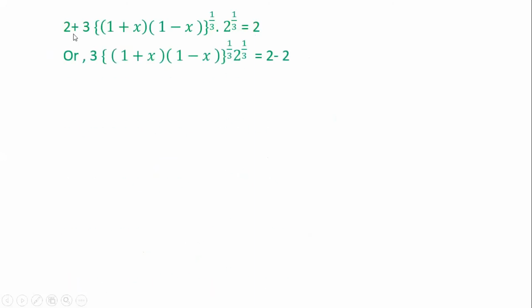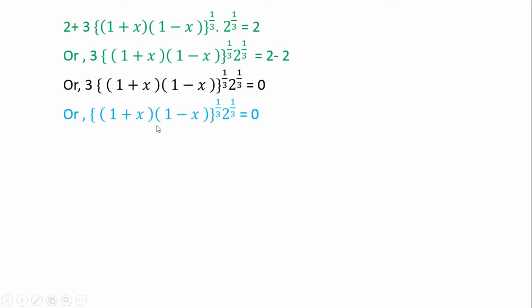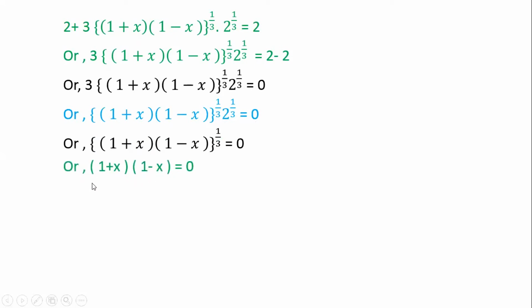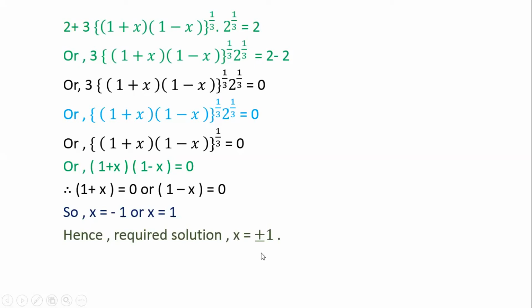But if we interchange the side, then we get 2 minus 2, and this term remains unchanged. You know, 2 minus 2 equal to 0. So we get this equation. If we divide this equation by 3, then we get this equation. If we divide this equation by 2 to the power 1 by 3, then we get this equation. If we take cube on both sides of this equation, then we get (1 plus x) into (1 minus x). From this, we get 1 plus x equal to 0, 1 minus x equal to 0. So here, x equal to minus 1 or x equal to 1. So finally, we get x equal to plus minus 1, which is our required solution.